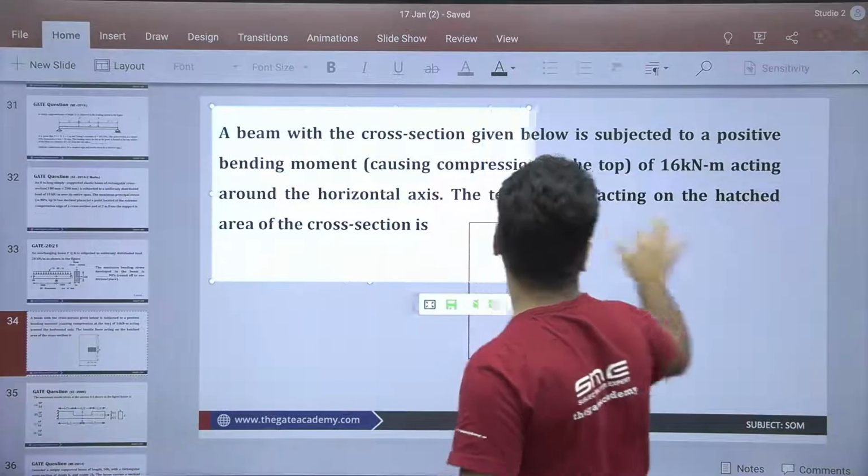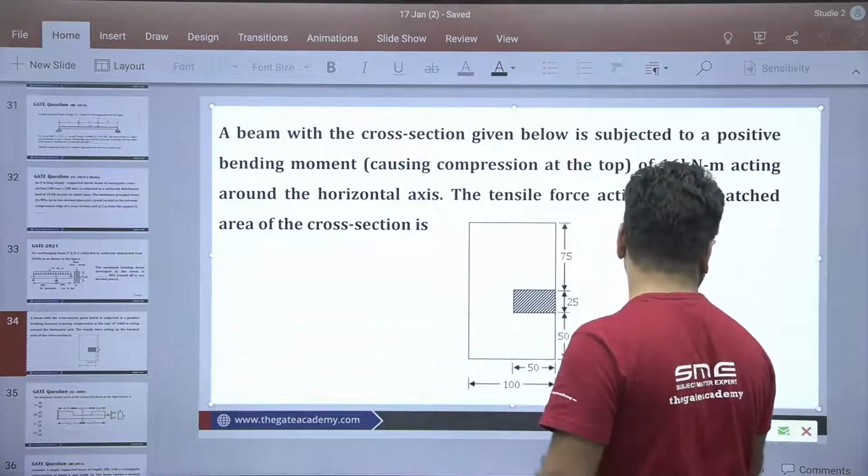This is a GATE 2006 question which I was talking to you about.